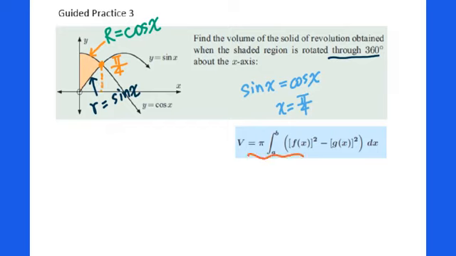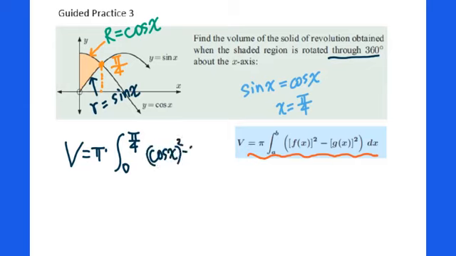Now we plug into this formula. The volume equals pi times the definite integral from 0 to pi over 4 of cosine x squared minus sin x squared. So we put it into calculator, you will get pi over 2.